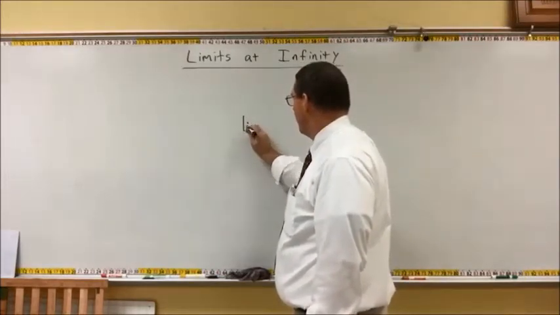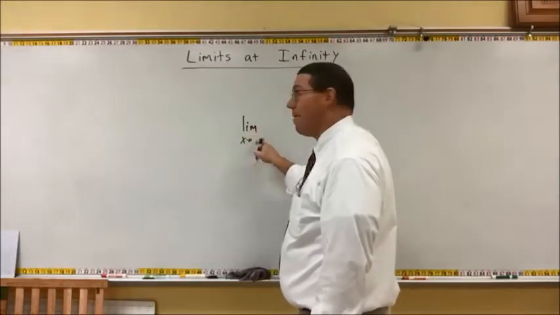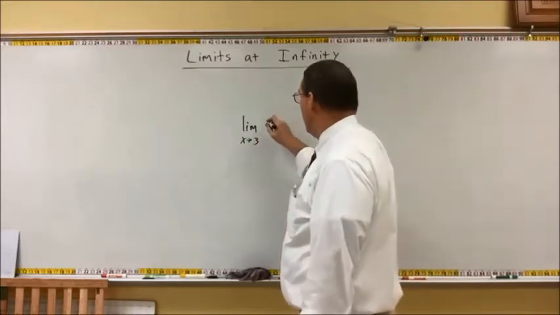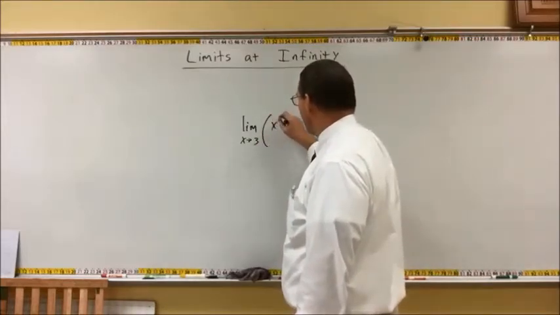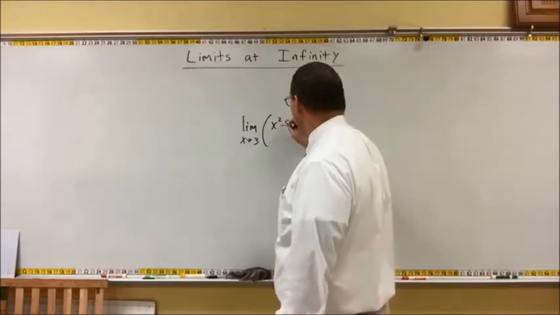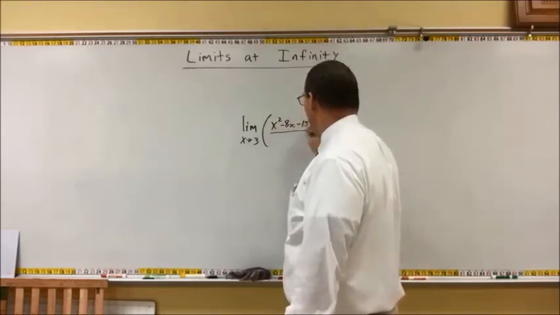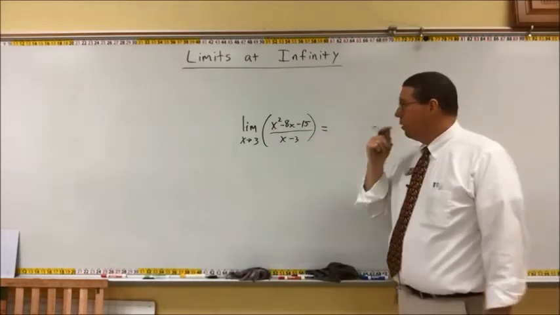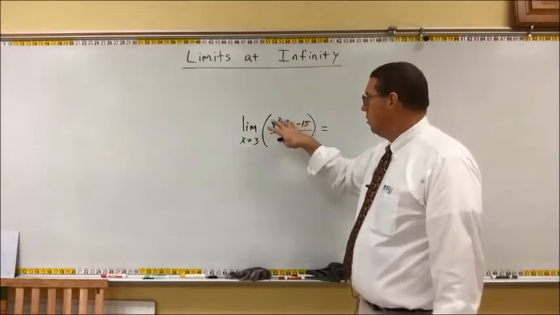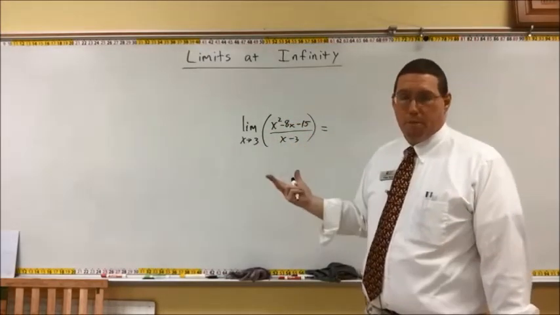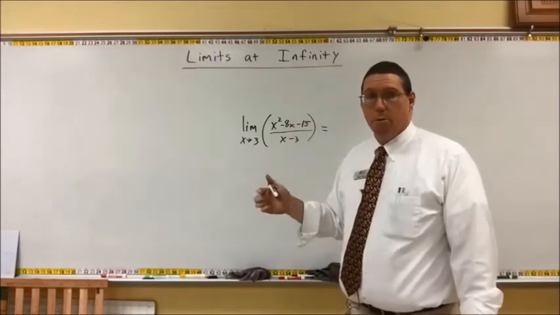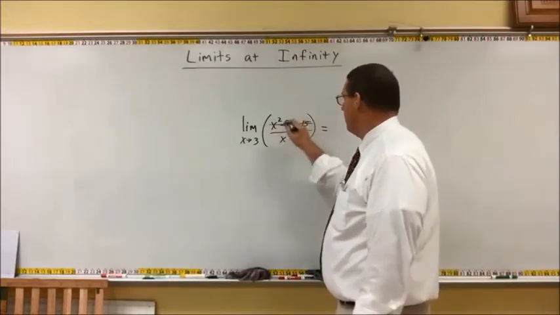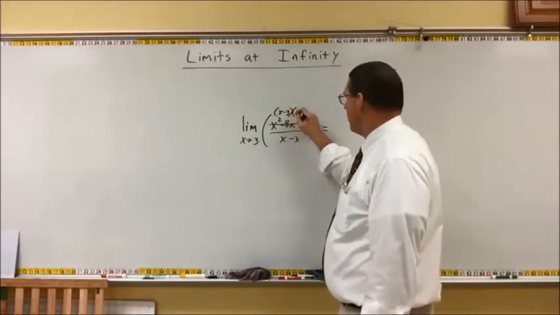See, the limits that you have been learning up to this point have been something like the limit as x approaches a finite value, like the limit as x approaches 3 of, let's say, x squared minus 8x minus 15 over x minus 3. And to solve these, you would plug 3 in. You'd solve for the numerator and the denominator. In this particular case, we would get 0 over 0, which would require us to use algebra and factoring or something like that.